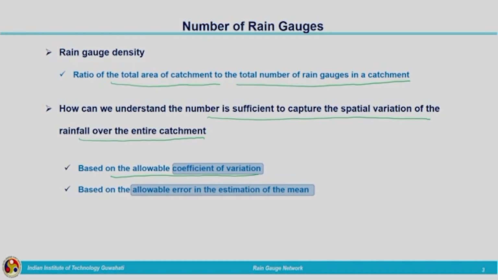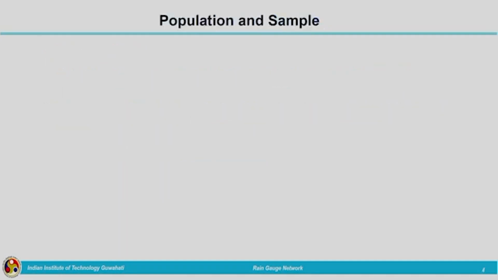Another one is the allowable error in the estimation of the mean. The coefficient of variation, mean, all these things are statistical terms. So, we need to have some preliminary knowledge about basic data. The common terminologies which we will be using in statistics are population and sample. The difference between these two should be clear.